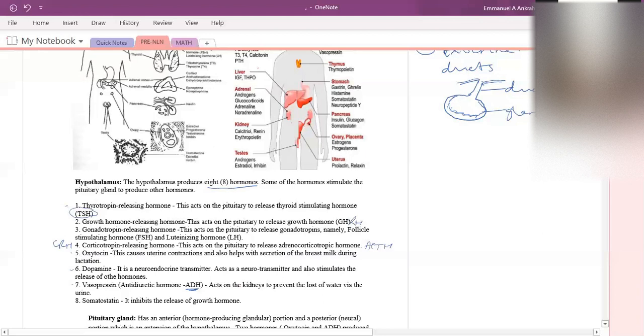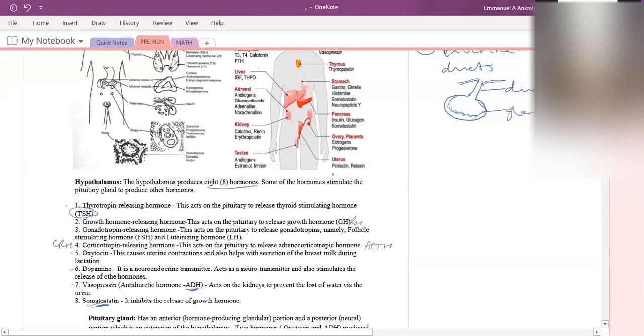So it regulates water loss from the body via the kidney. And then the other one they have is called somatostatin. Somatostatin, this one inhibits the release of the growth hormone, right? So these are the 8 key hormones released by the hypothalamus.